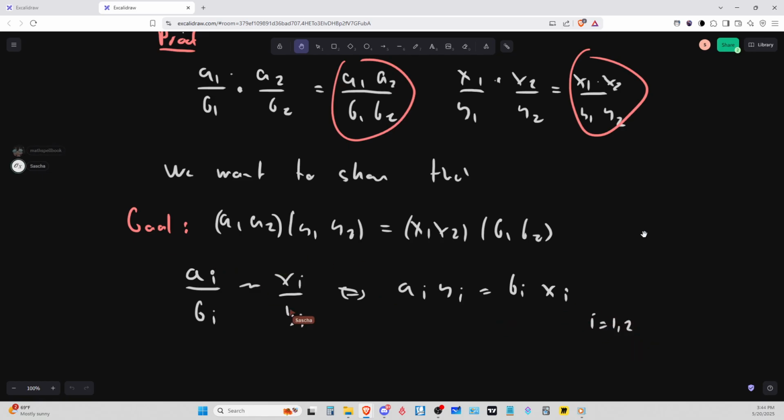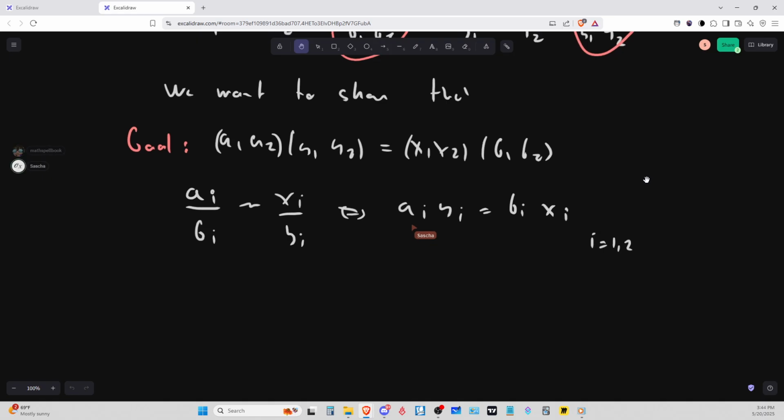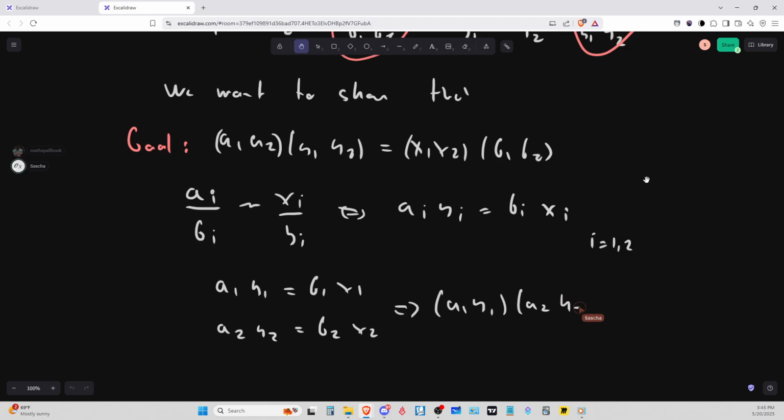Now we're going to do basically the same thing we did before. You have one equality, but in fact it's two, because we have the case i equal 1 and i equal 2. So we're just going to write them out. a1 y1 equals b1 x1. This is one of the equalities, and we have a2 y2 equals b2 x2. Now we multiply the left side of both equations with the right side of the other equation. If we write it very formally, we get a1 y1 a2 y2 on one side, and on the other side we get b1 x1 b2 x2.